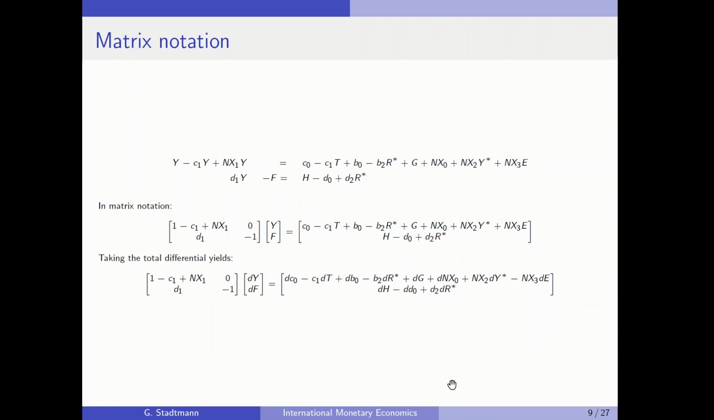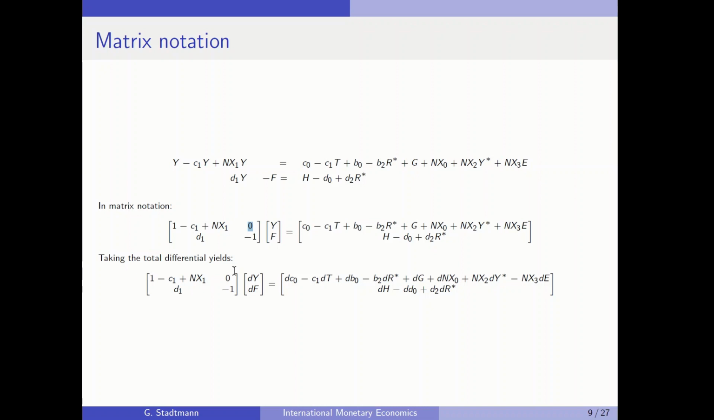Now we can write this relationship in matrix notation. So we are collecting the endogenous variables in this vector of the two unknowns, and we collect all the exogenous variables in the solution vector. We collect all the coefficients in the coefficient matrix. Due to the fact that the goods market equilibrium condition does not depend on F, we have here the coefficient 0, which is related to the goods market equilibrium condition and the variable F.